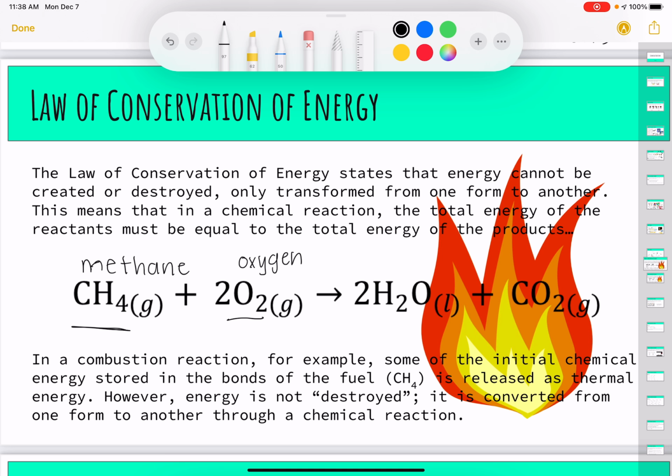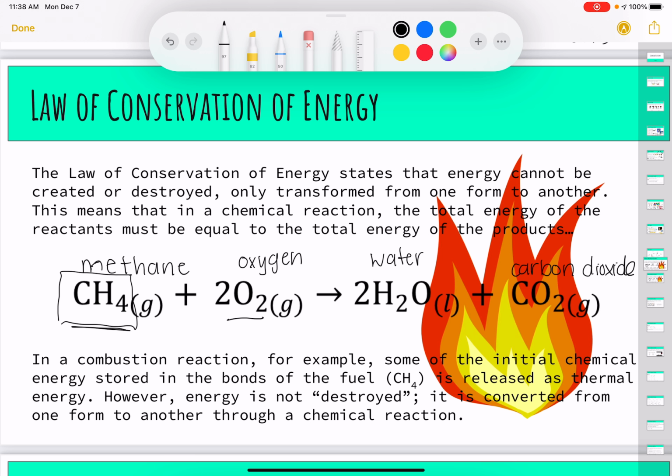So we take a gas and we give it oxygen, and when we do that, it creates water and carbon dioxide, okay? So what is created here is fire. I guess that's the energy that's given off. It says in a combustion reaction, for example, some of the initial chemical energy is stored in the bonds of the fuel. So a lot of the energy in our reaction is stored in the bonds of CH4.